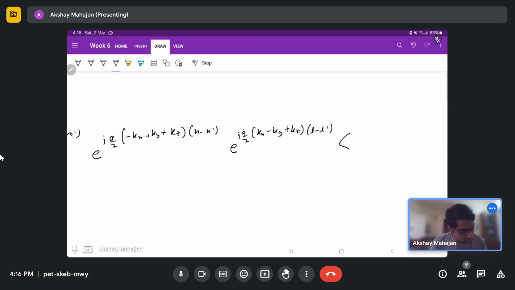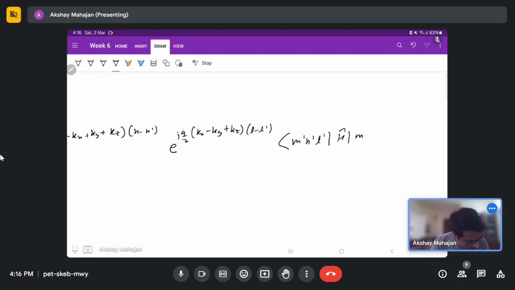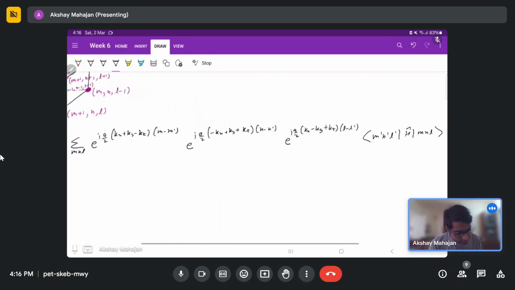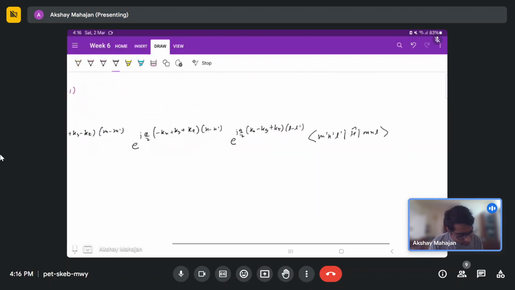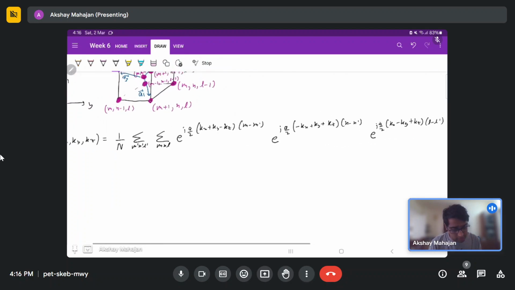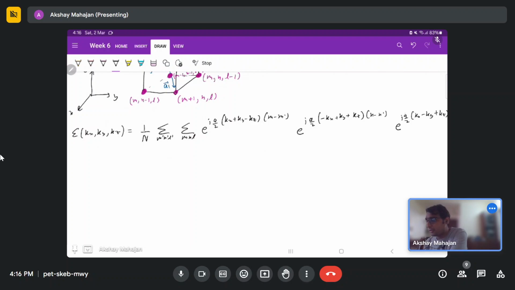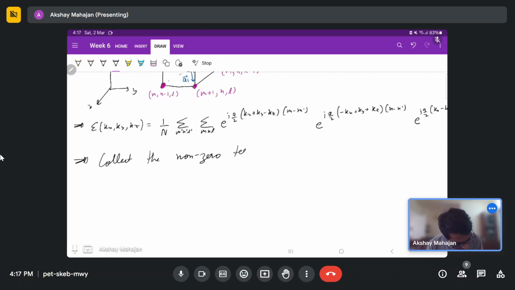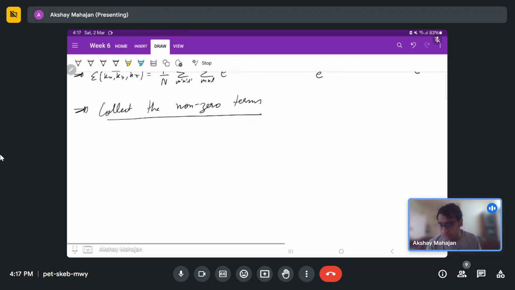Then we will have this integral m prime n prime l prime h cap m and n. Alright, so this is the expression basically. This is e1 vector dot k vector, e2 vector dot k vector, and then e3 vector dot k vector, e to the power iota that, and then we have this expression. Okay, now we have to do the same strategy, we have to collect the non-zero terms.